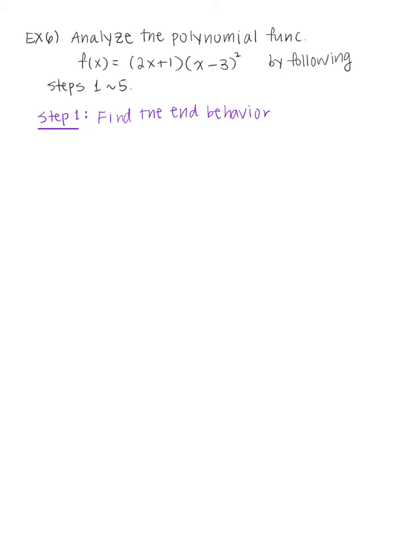Step 1, find the end behavior. In order for us to do this, let's expand f of x by multiplying everything out. So our f of x is going to be 2x plus 1, and then (x minus 3) squared means we multiply x minus 3 by x minus 3. As you can tell, our leading term is going to be 2x to the third, because if I multiply the first terms together, I get 2x squared, and then multiplying 2x squared with this x gives 2x cubed. So our power function becomes y equals 2x cubed.